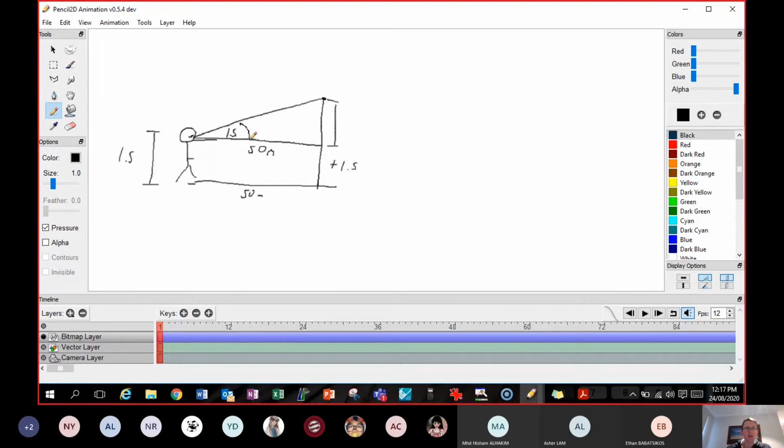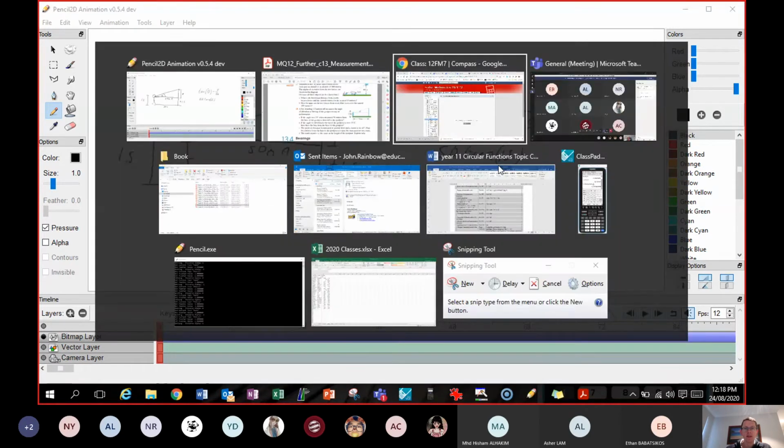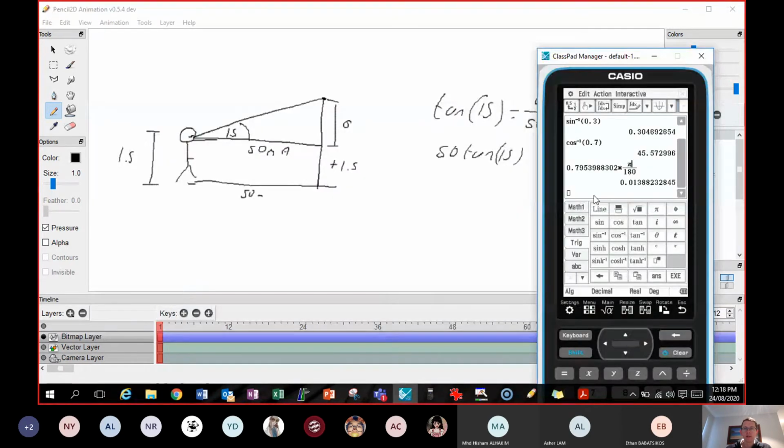So what we're going to need to do is we've got our adjacent, and I want to know my opposite. So it's going to be tan 15 degrees. Now you could just do this in your CAS, just draw the triangle, but it is a right angle triangle, TOA, equals opposite over adjacent, 50. So this is 50 tan 15. So 50 tan 15, pull up your CAS. Make sure we're in real deg. Keep deg real. Deg's a good buddy.